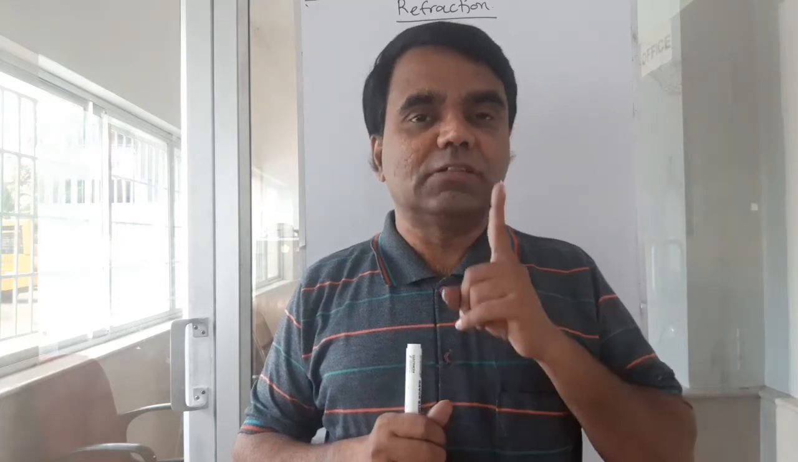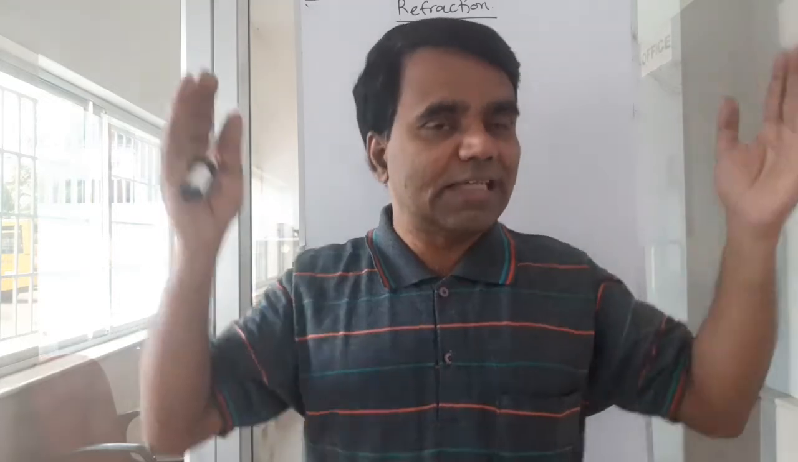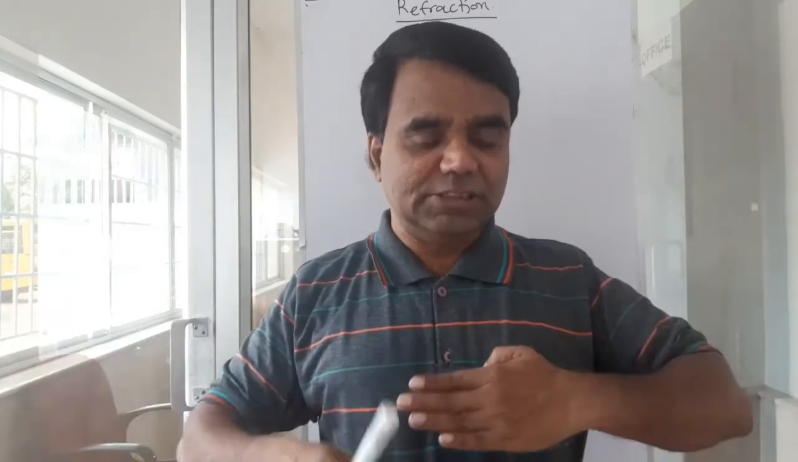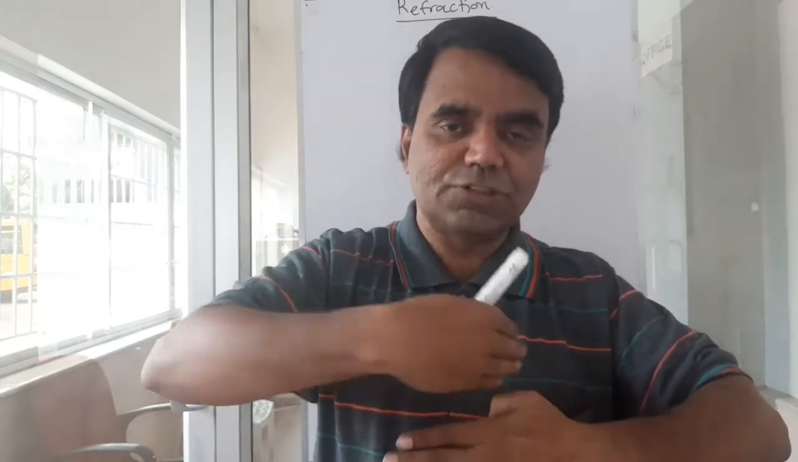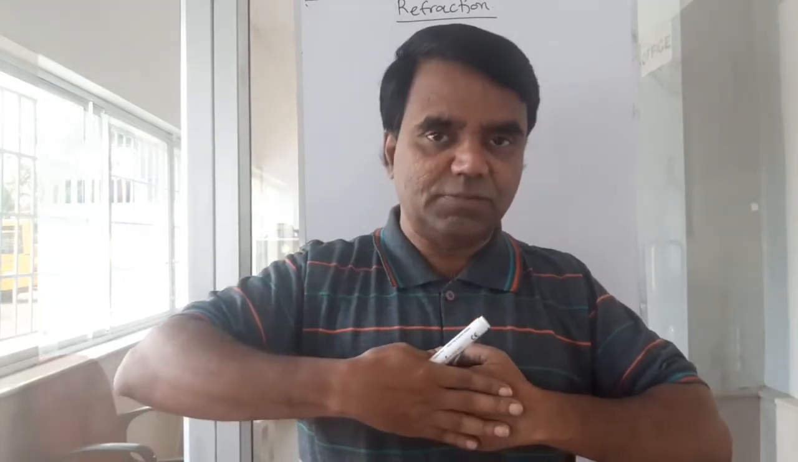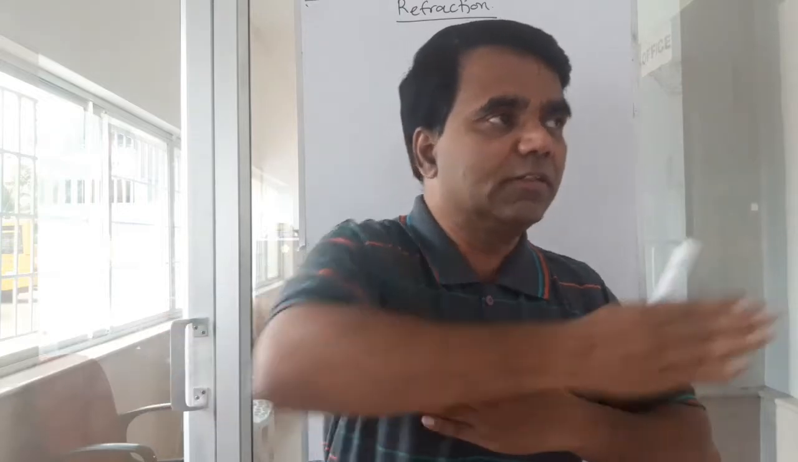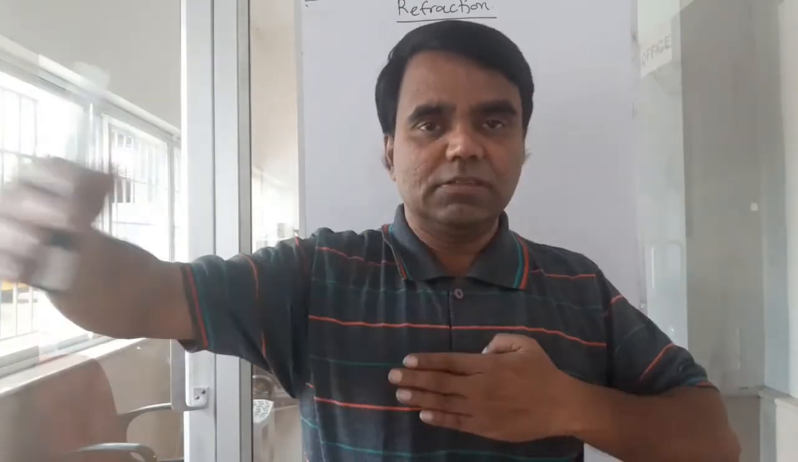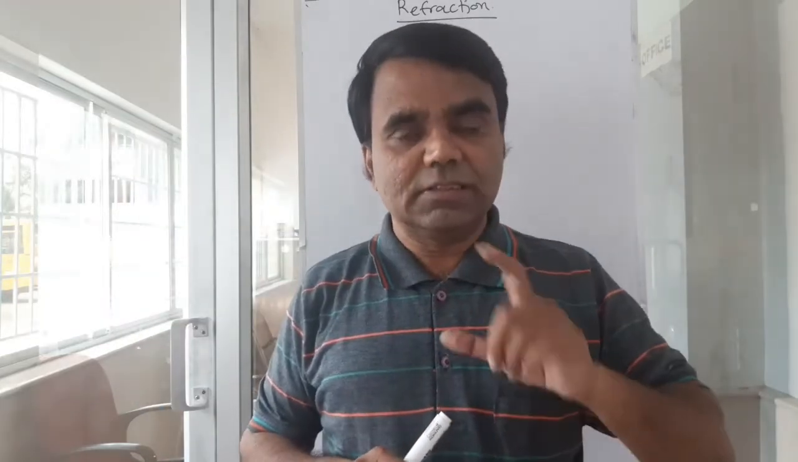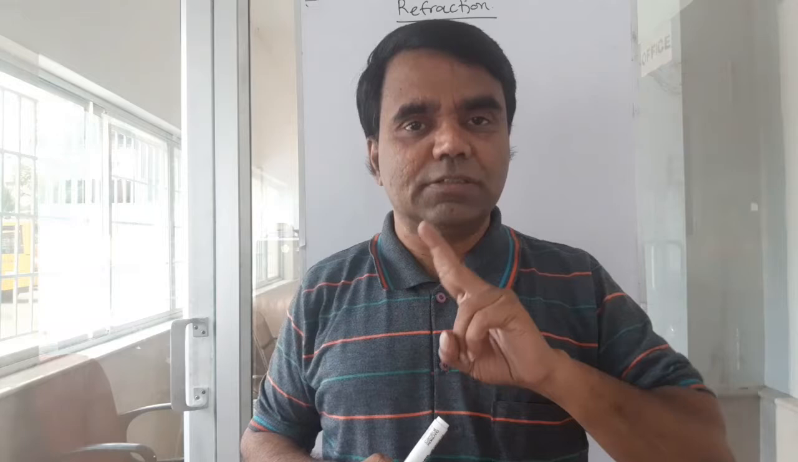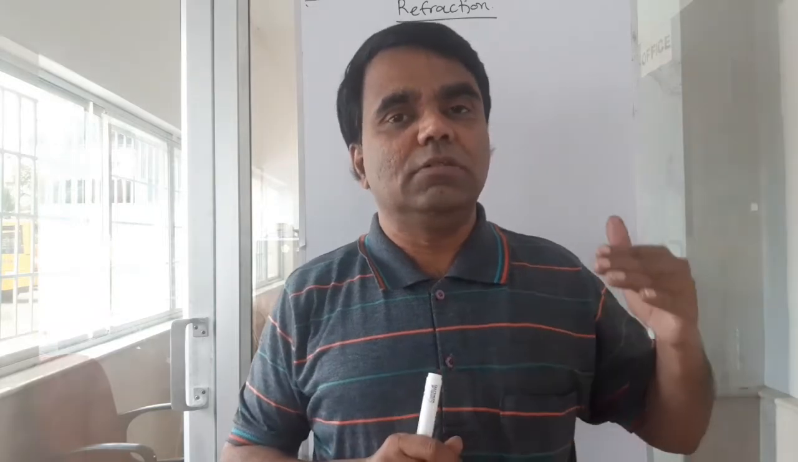In reflection, light travels in the same medium. It just gets reflected from the surface. It doesn't travel into the mirror. It gets reflected from the surface of the mirror and then travels in this direction. So this is reflection. Reflection takes place in the same medium. Refraction takes place in two different mediums.